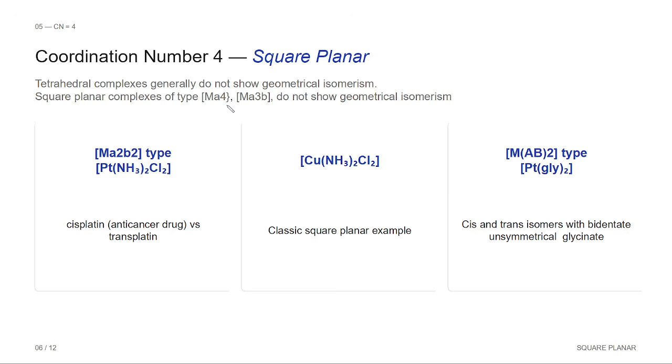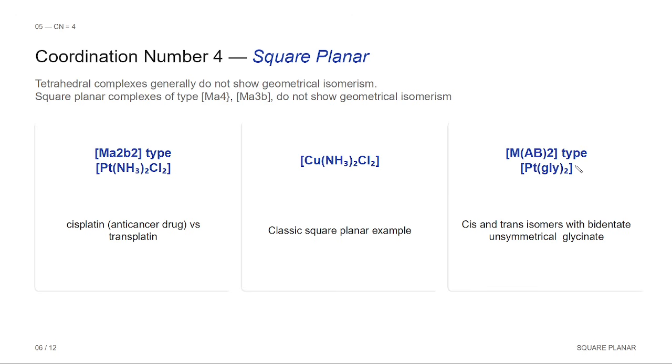Here MA4 and MA3B types do not show geometrical isomerism because the ligands are the same type. One more type is MA2B2 type. The example is diamminedichloroplatinum. Here the cis platinum is used as an anti-cancer drug. One more example is diamminedichlorocopper, and these two examples are MA2B2 type.